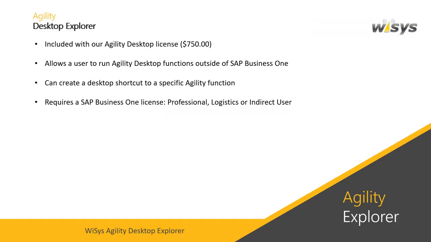This video is going to cover the Agility Desktop Explorer. Agility Explorer is included with our Agility Desktop license. Agility Desktop Explorer runs outside of Business One, so you don't even need to have a Business One session going on. You can also use it to create desktop shortcuts for specific Agility functions, which I'll show you.